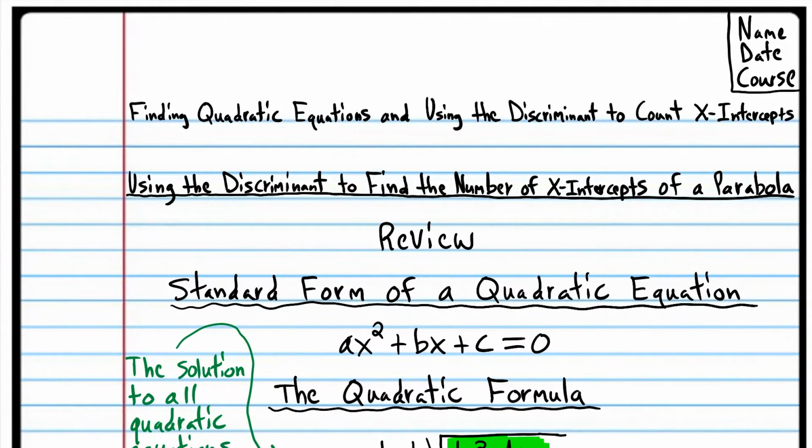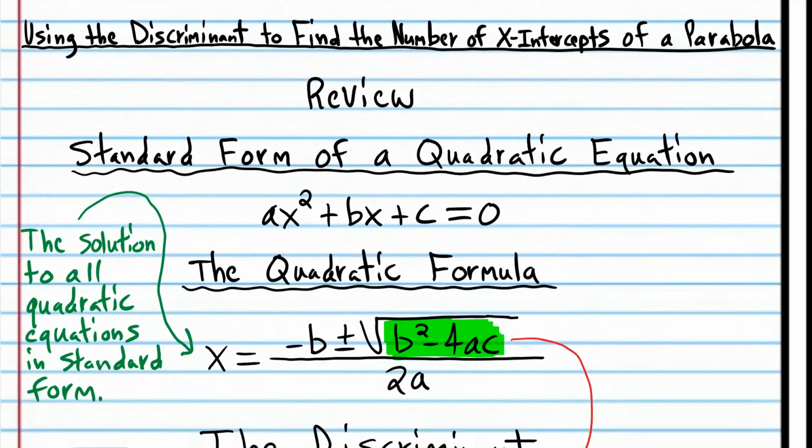In my previous classes, I mentioned that we're going to move beyond quadratic equations and their graphs, but that information is so important that we're going to do a bit more today. And we're going to start by using the discriminant to find the number of x-intercepts of a parabola. But before we do that, we're going to review.